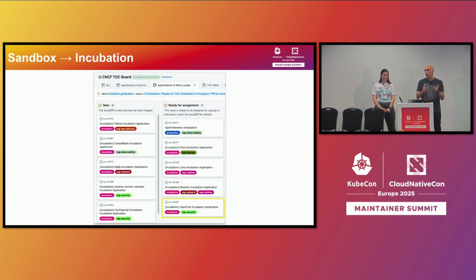We are in the process of being evaluated for incubation. So the project was donated to Sandbox in September 2022. So it's 2.5 years. And right now, we're waiting in line until KubeCon finishes, to see if we can get some bandwidth from the teams and get it evaluated.